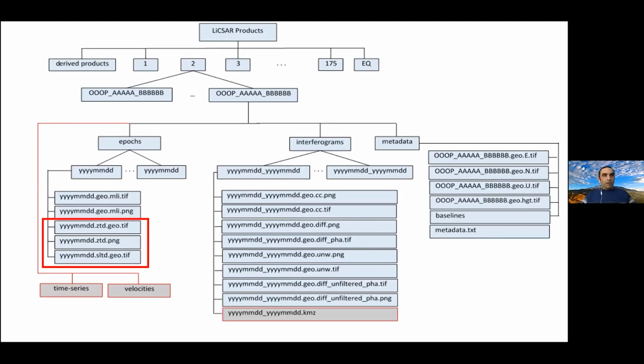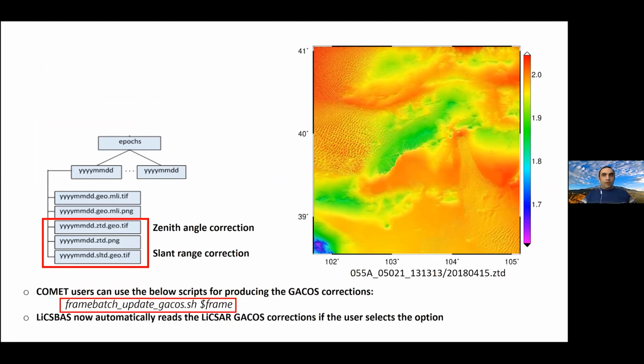And this is where we store the GACOS products in the LiCSAR system. And as I said, it's provided in both the zenith angle and slant range direction, and also in GeoTIFF format. It is good to let you know that LiCSAR is able to automatically read these corrections if the user selects that option.